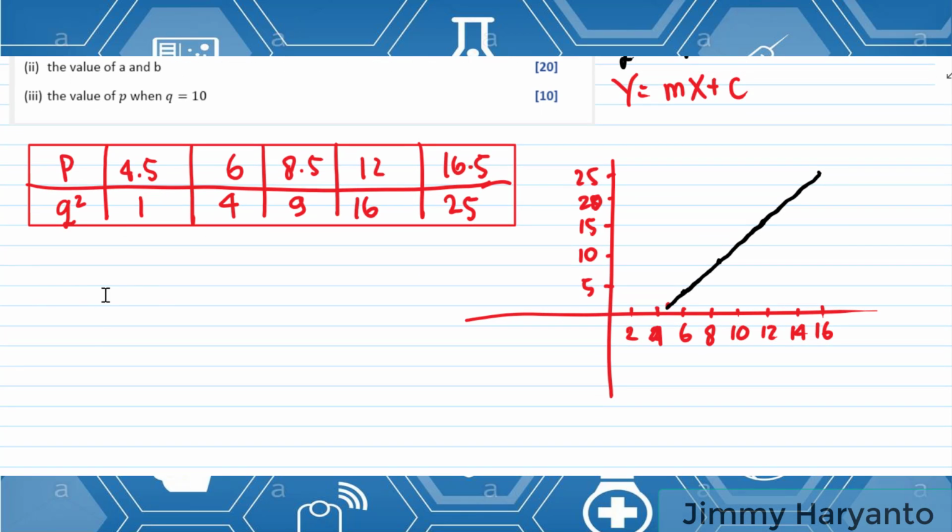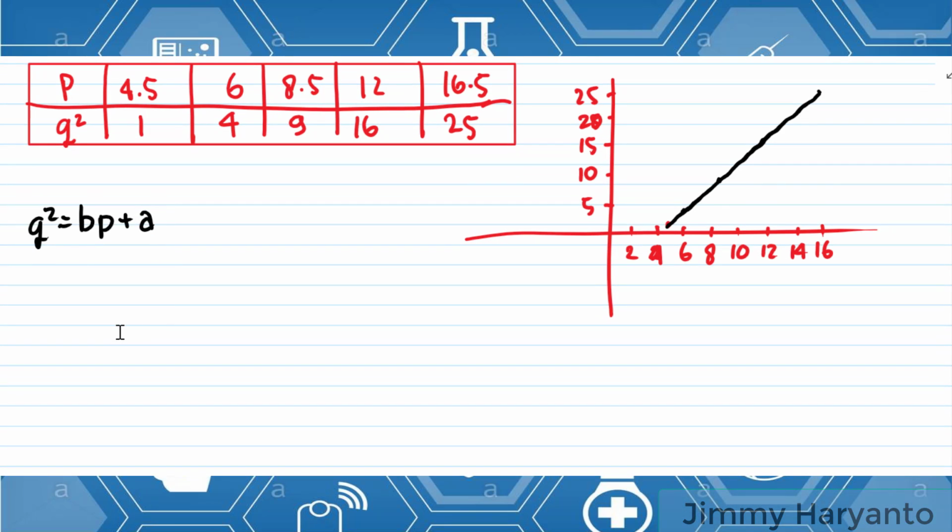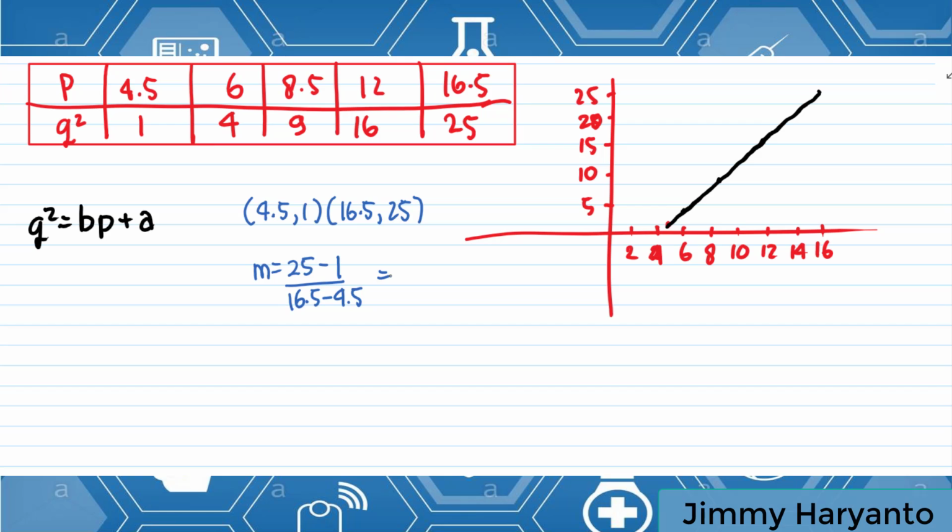I will copy it right here, and then I will choose 2 points to find the gradient. The first is (4.5, 1), and for the second one I will choose (16.5, 25). So the gradient will be y2 25 minus y1 1 over x2 16.5 minus x1 4.5. The result will be 24 over 12. The result is 2. Okay, good.